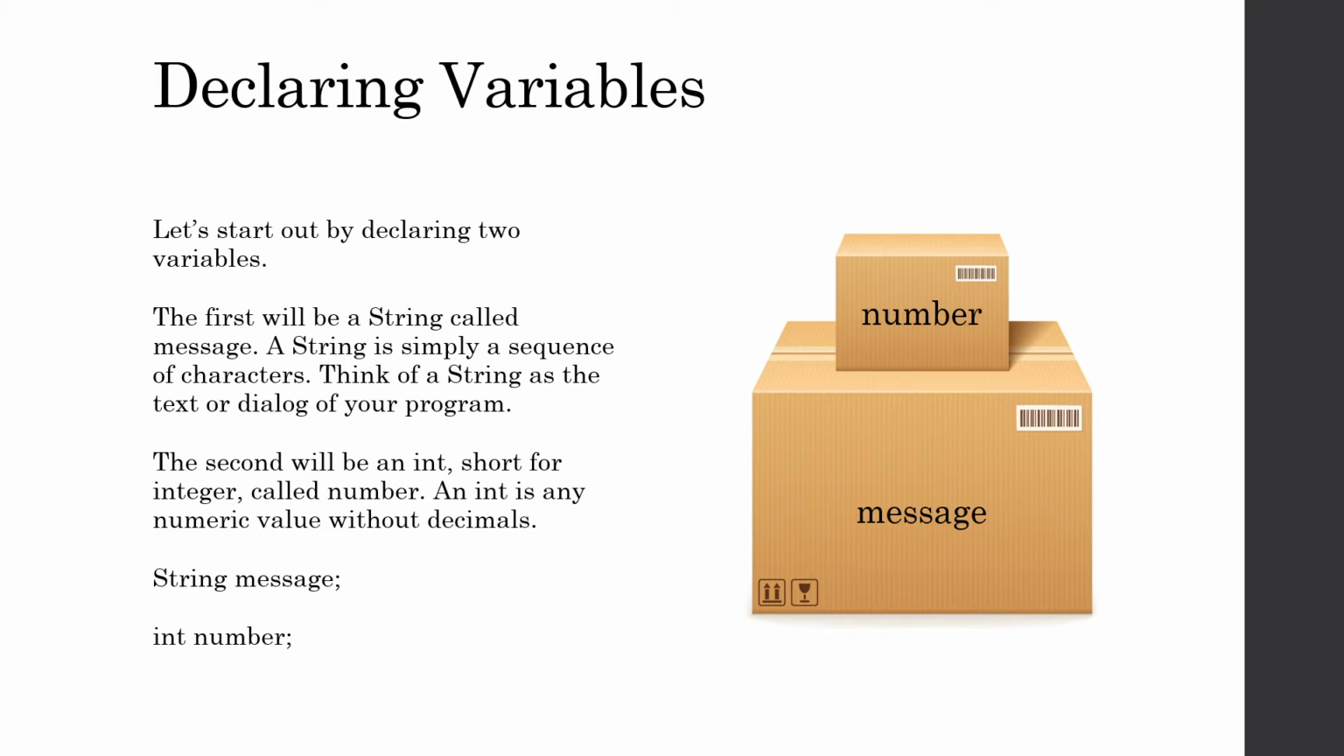We've got our data type of string, and our variable name of message, and then our semicolon. For the second one, we've got int, which is the data type, and number, which is the variable name, and then our semicolon. To represent this with that box analogy, we've got two different boxes. Each one has its own size, since these are two different data types. The number one we've placed on top, slightly smaller, and then message, a much larger box, underneath it.